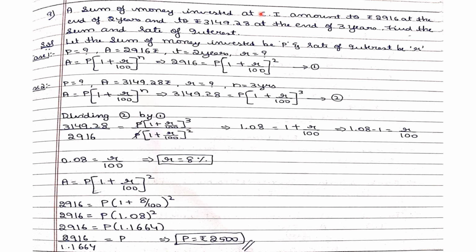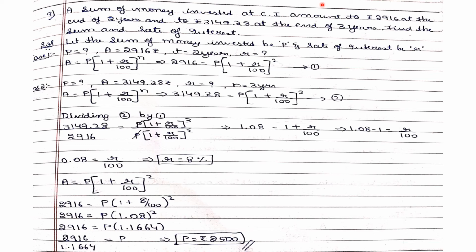Next problem. A sum of money invested at compound interest amounts to rupees 2916 at the end of 2 years. So your amount value is 2916, time is equal to 2 years. And to rupees 3149.28 in 3 years. So here you have two cases. Case 1 is 2916 and 2 years. Case 2 is 3149.28 and 3 years. You should find out the sum and the rate of interest.